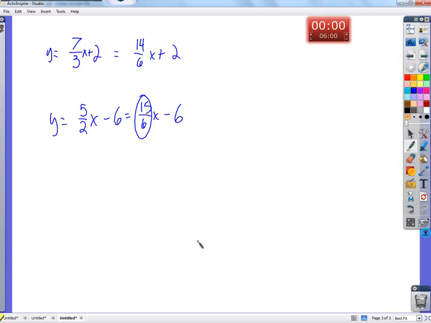If you turn it into decimals, I can't argue with it. You've got proof that one is bigger than the other. But trying to keep fractions alive, that's what I want. So that was a common question.